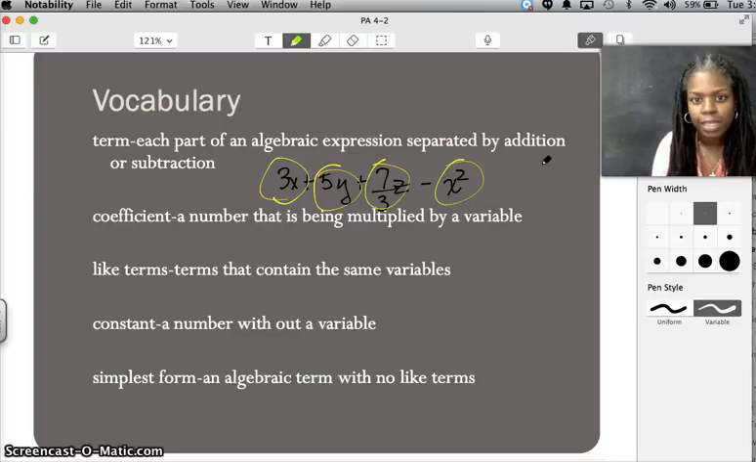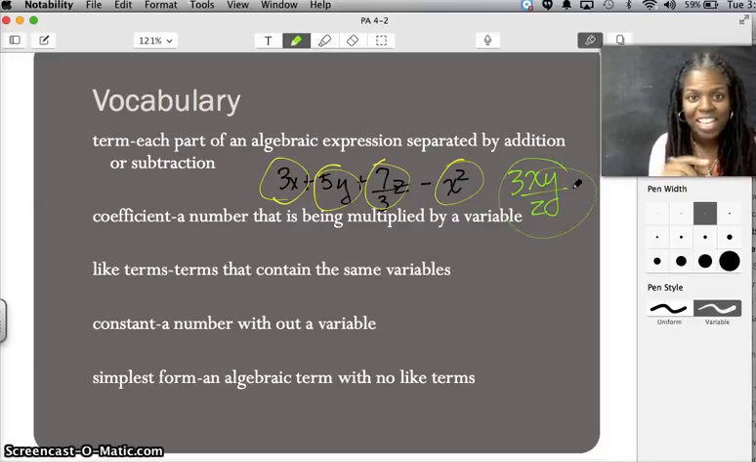If I were to have something like x times 3 times y divided by z, this is actually considered one term because everything's being multiplied or divided together, okay? So it's definitely the addition and subtraction signs that separate or show us that we have terms, all right?